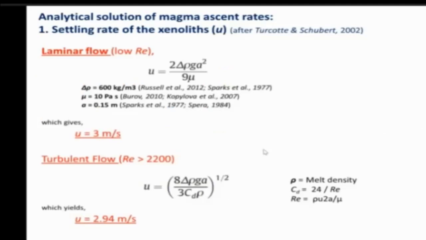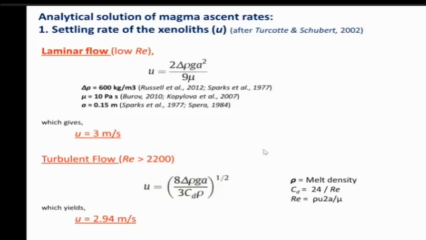So we also performed some analytical exercise. The aim of this analytical exercise was to give some support to the estimate that we achieved in our laboratory experiment. For that we used two standard equations, or two standard approaches, that people mostly use to constrain the settling rate of xenoliths.